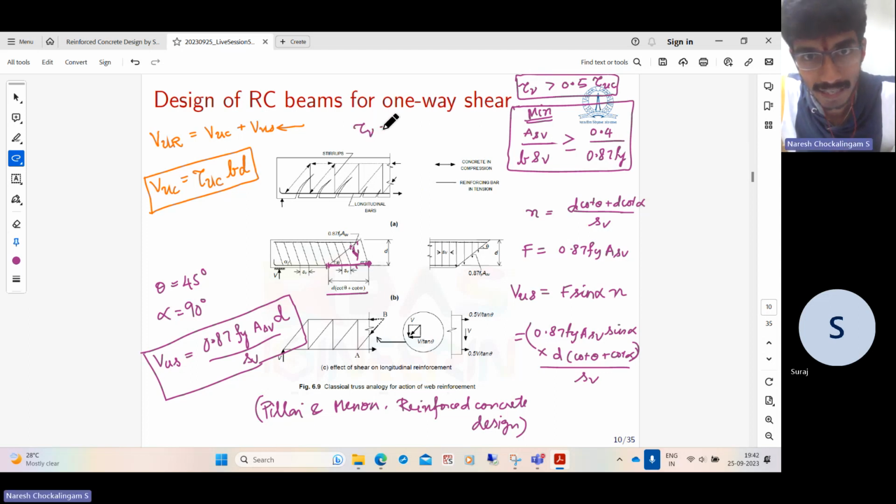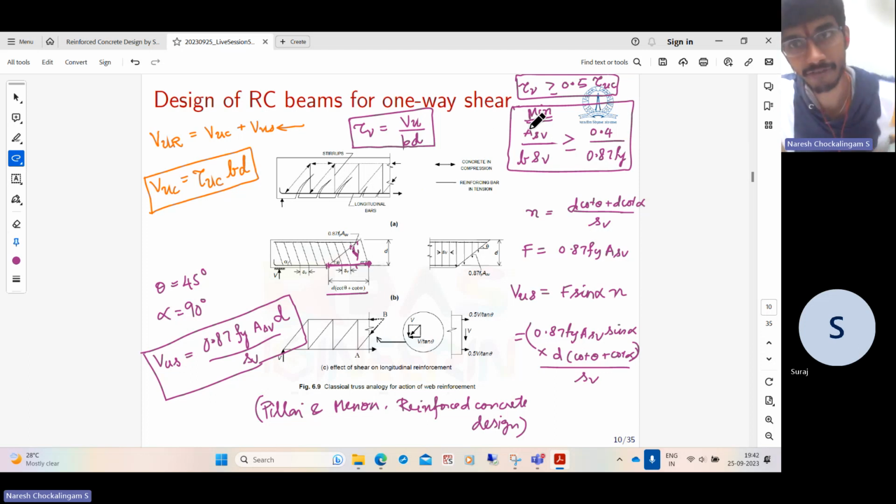So the nominal shear stress in the beam cross-section is given as Vu divided by bd, the factored shear force divided by the area of the cross-section, b multiplied by the effective depth. If it is greater than or equal to half of the shear strength of concrete, we need to provide this much minimum.